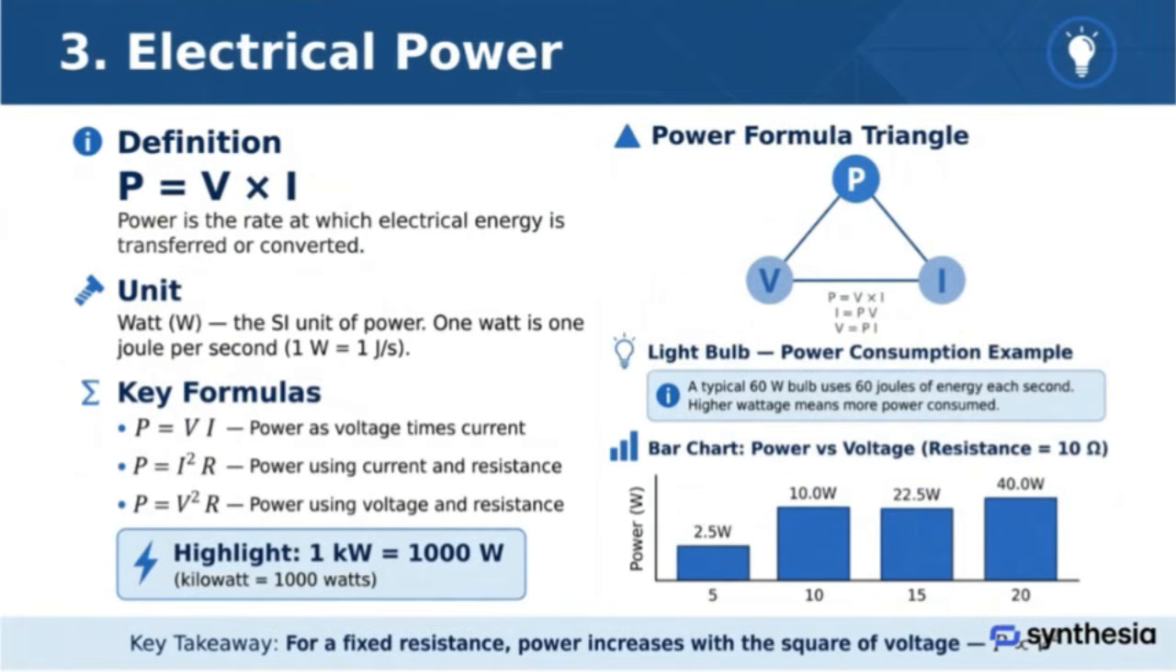Next topic is power. Power is rate of doing work, which means how fast energy is used or converted. Its formula is P is equal to V multiplied by I. Its unit is watt. Electrical power can be formulated in 2 more ways. If we put the value of voltage V is equal to IR, then the power becomes I squared R. Similarly, if we substitute the value of current by V upon R, then the formula of power becomes V squared upon R.